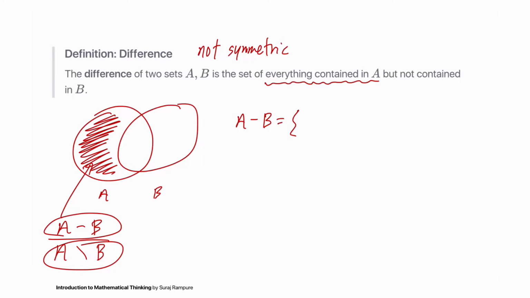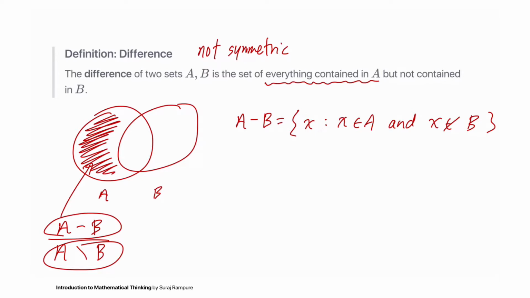To write it out with set builder notation, we say x is an element of the difference of A and B if x is in A and x is not in B. Okay, so that's what the difference of A and B is.